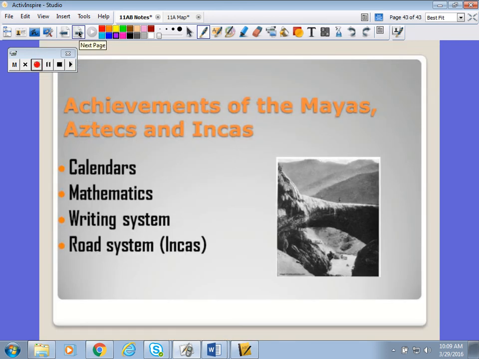Okay, and then achievements for all three civilizations is that they all came up with some form of calendar, they all came up with a form of mathematics, and they all came up with a written language. And the biggest thing to remember about that is that they're all independent of each other. There's not a whole ton of evidence of interaction between them. So they're all going to, on their own, develop calendars, math, a writing system. The Incans have the road system you need to have written down, but those big three there.